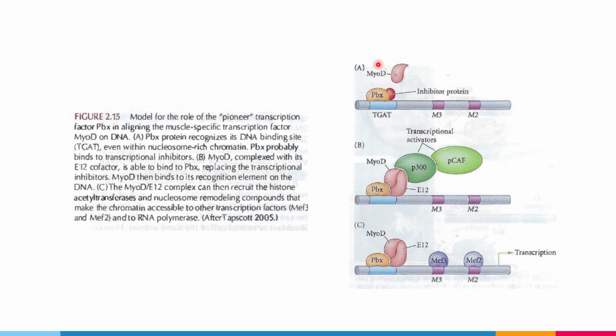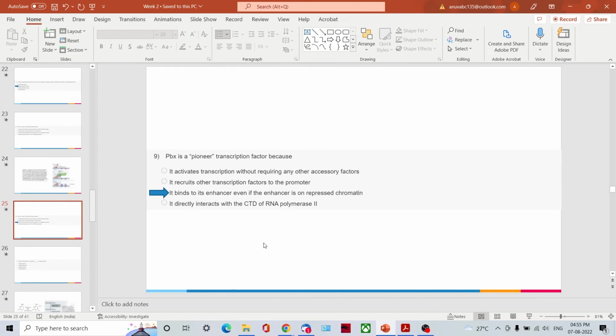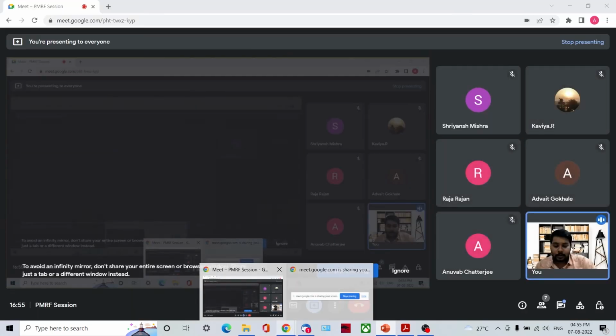So the important part here is PBX is known as the pioneer transcription factor because it can go ahead and bind to silent regions of the chromatin where other transcription factors cannot bind. And thus the answer is C, that it binds to its enhancer even if the enhancer is on repressed chromatin. Is that okay? Anyone wants to add anything?